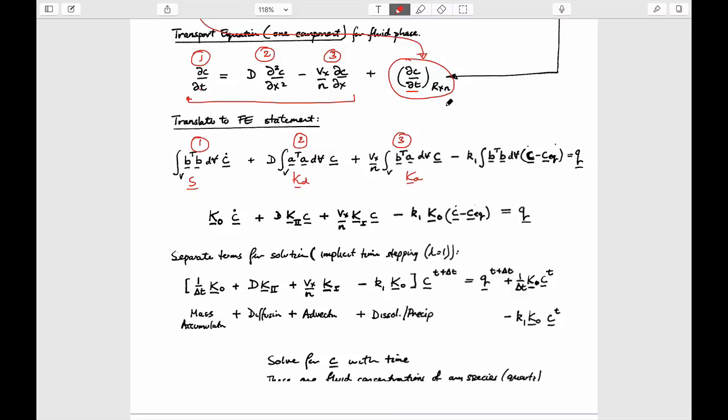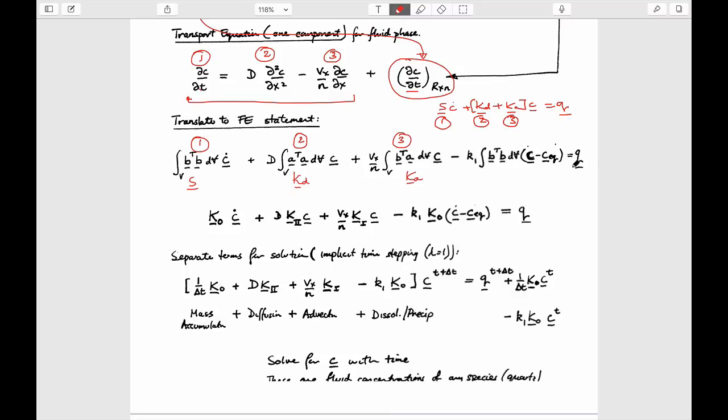You remember storage times concentration gradient plus the diffusive term plus the advective term together operating on nodal concentrations equals Q, just to remind ourselves, right? This is this equation. This is the first term. This is the second term, and this is the third term.